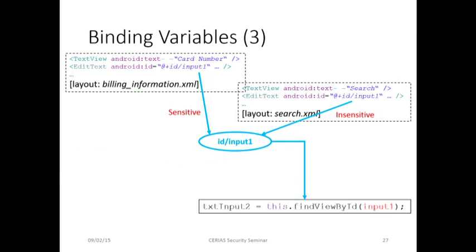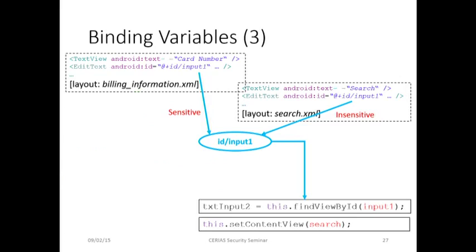For the second reference, a similar slice can be found like this, and then the widget is actually associated with layout search. Therefore, the corresponding variable in the code is insensitive.